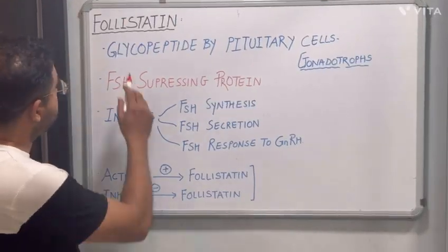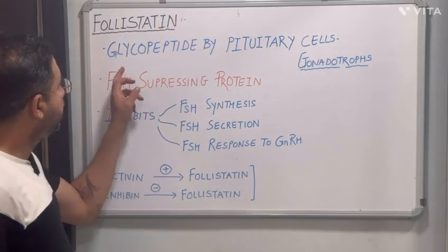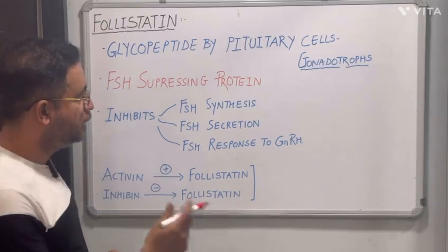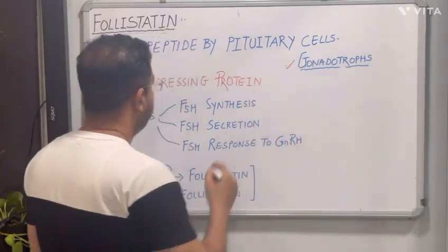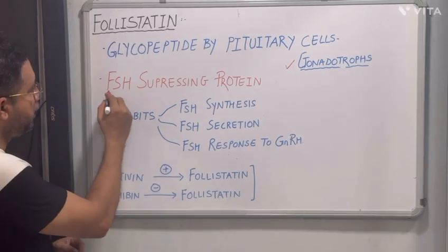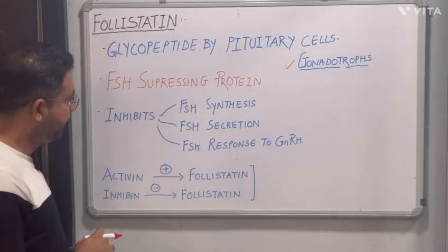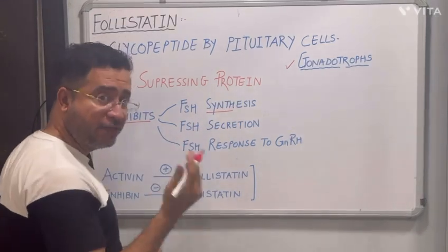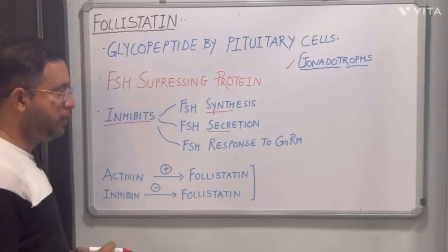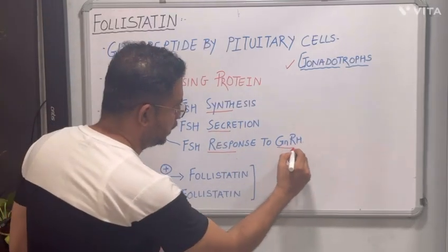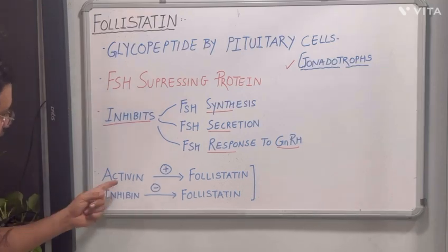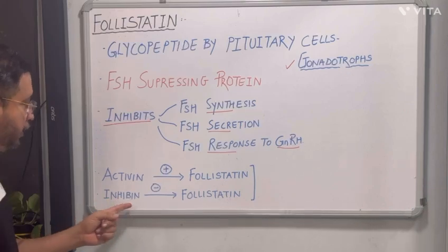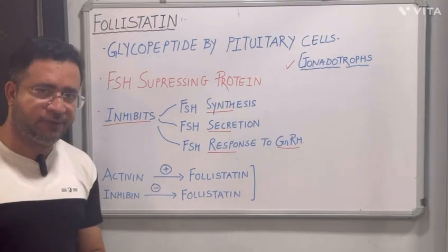The third molecule is follistatin. It is a glycopeptide which is secreted by a variety of pituitary cells including the gonadotropes. Interestingly, it is an FSH suppressing protein and it inhibits FSH synthesis, FSH secretion and FSH response to GnRH. Activin stimulates follistatin and inhibin inhibits follistatin.